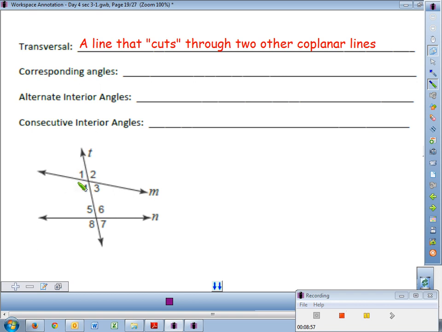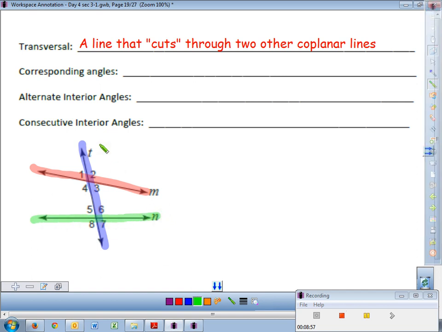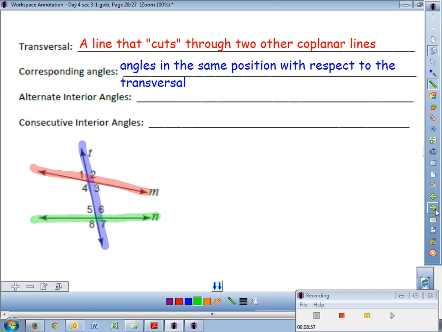So check me out here. I got a blue line, I got a red line, and I got a green line. And the transversal is the blue one, line T. It cuts through those 2 other lines, and it formed 8 different angles when it did that. Well, there's many types of angles in this picture. We already know about vertical angles and linear pair. Here's what corresponding angles are. Corresponding angles are angles in the same position with respect to the transversal. Like I said, jot that down. Angles in the same position with respect to the transversal.